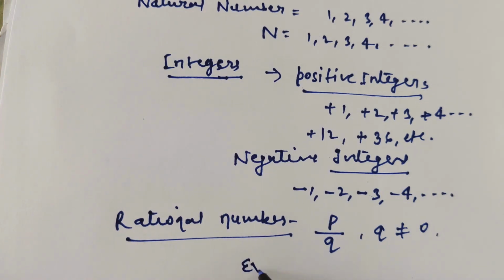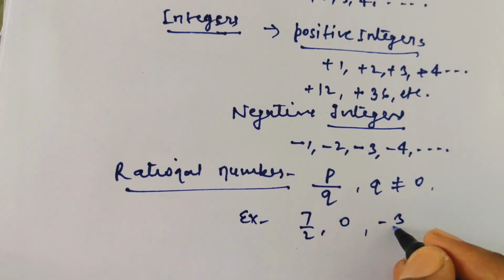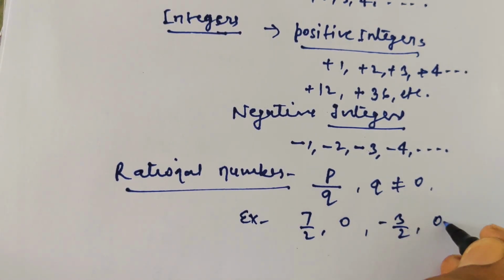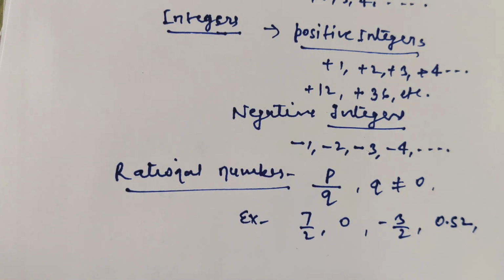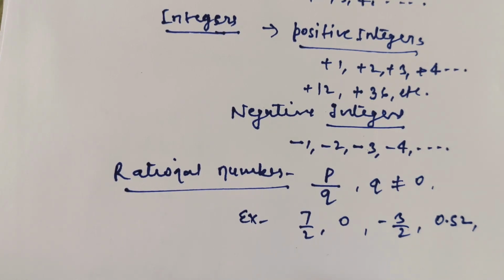For example, take 7 by 2, 0, -3 by 2, 0.52. One thing you should remember: rational numbers are also called terminating or repeating decimal numbers. So you should remember this.